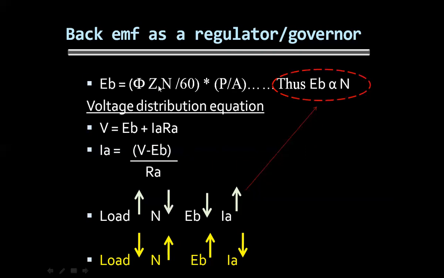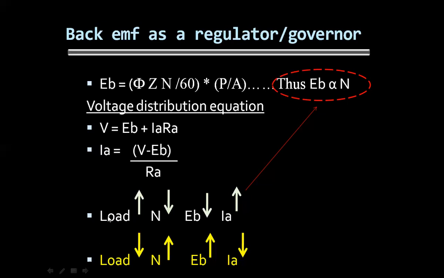So from this equation, we can conclude that back EMF EB is proportional to the speed. So if speed is more, EB magnitude will be more. If speed is less, EB magnitude will be less. Now the voltage distribution equation applying KVL, we have found V equal to EB plus IRA. If I rearrange it for armature current IA, I can write IA equal to (V minus EB) by RA. Now let us consider the loading condition of motor. We'll consider two cases, load increasing and load decreasing.